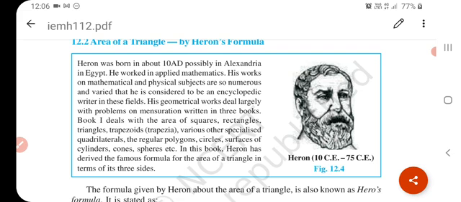Book I deals with the area of square, rectangle, triangle, trapezoid, means trapezium, various other specialized quadrilaterals, the regular polygon, circle, surface of cylinder, cones, sphere, etc. In this book, Heron has derived the famous formula for the area of a triangle in terms of 3 sides.